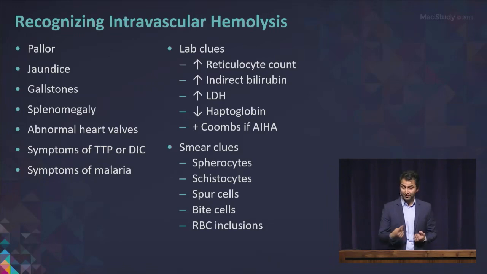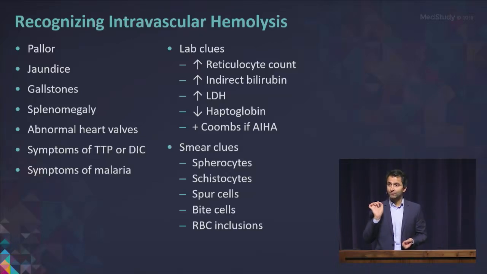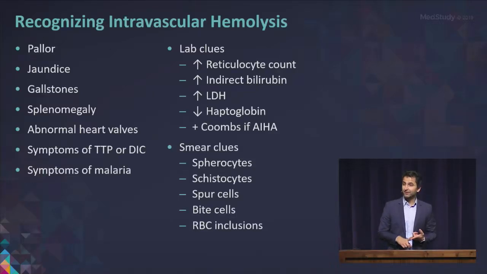This is a hyperproliferative anemia. You're going to have a low serum haptoglobin. And if and only if it's an autoimmune hemolytic anemia, you'll have a direct Coombs positive. On your smear, basically you're going to see signs of red cell fragmentation. So schistocytes, spur cells, bite cells, spherocytes, signs of shearing of red cells as they're going through the circulation will be your clue on your smear.